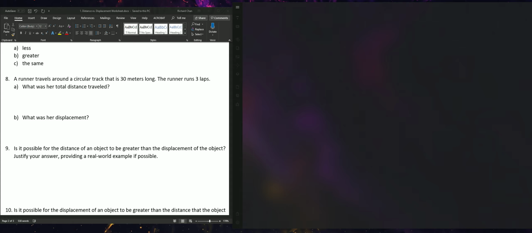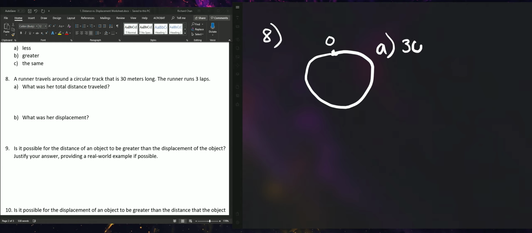Number 8. Now a runner travels around the circular track. So let's say she starts all the way over here, runs around the track, and let's say that's 0. If she runs around the lap, she ends up back here. So she runs 3 laps, there's a second lap, and a third lap. So what is her total distance traveled? Well, each lap is 30 meters long, she runs 3 laps. So 30 times 3 is 90 meters, so the total distance traveled is 90 meters.